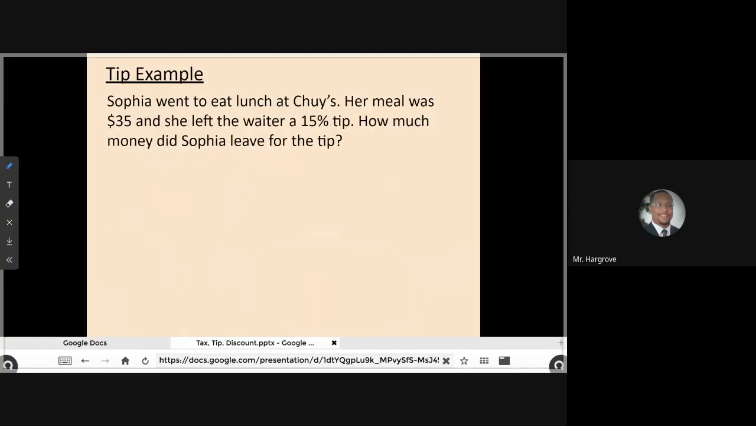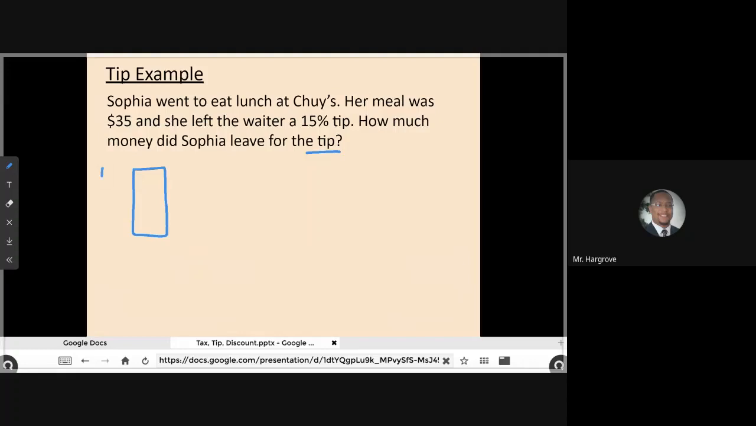All right, let's look at this second example, and it's an example that involves tip. It says Sophia went to eat lunch at Chuy's. Her meal was $35 and she left the waiter a 15% tip. How much money did Sophia leave for the tip? So this question is just asking us to figure out how much money she left for the tip. So less steps involved here.